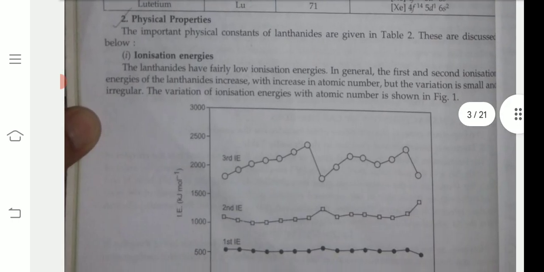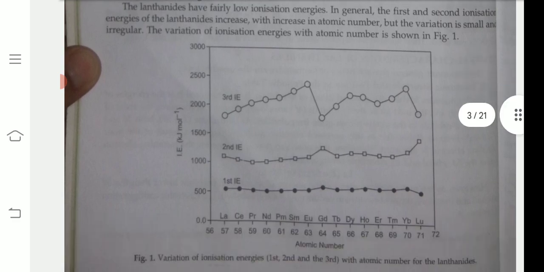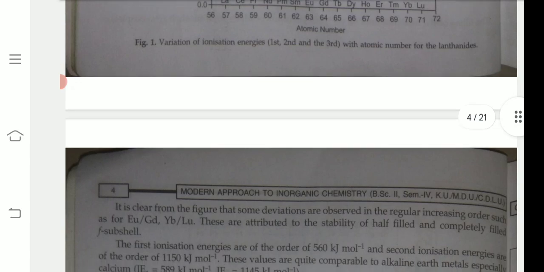Physical properties. The important physical constants of lanthanides are given. Ionization energies. The lanthanides have fairly low ionization energies. In general, the first and second ionization energies of the lanthanides increase with increase in atomic number, but the variation is small and irregular. The variation of ionization energies with atomic number is as shown in the figure.